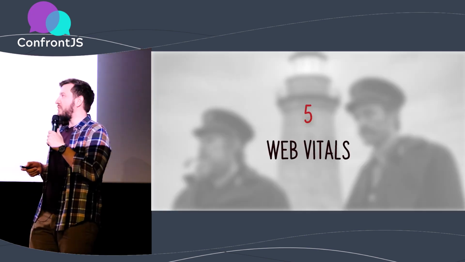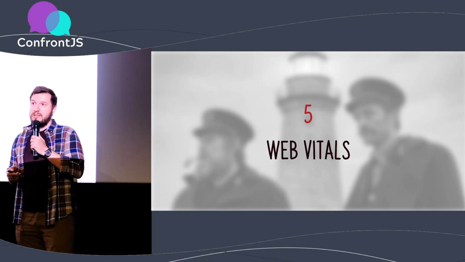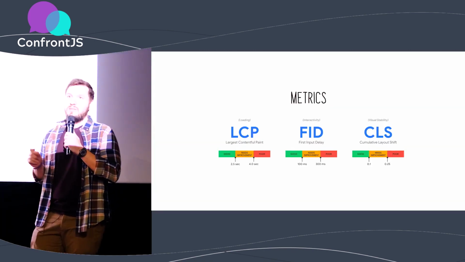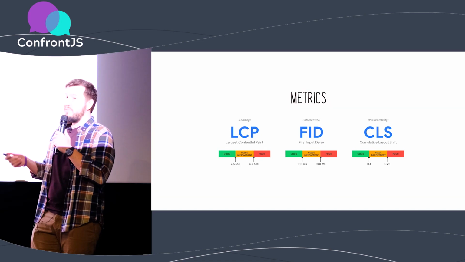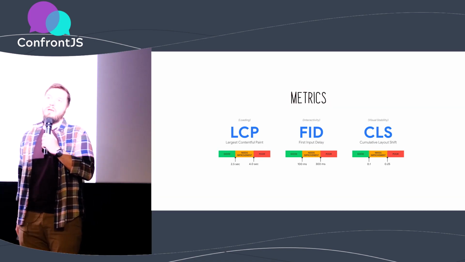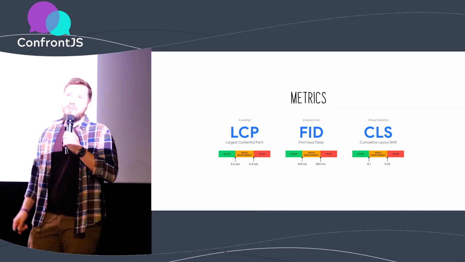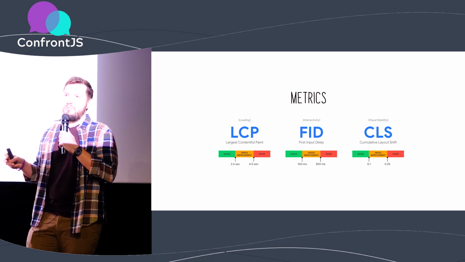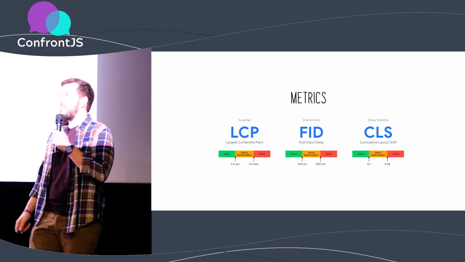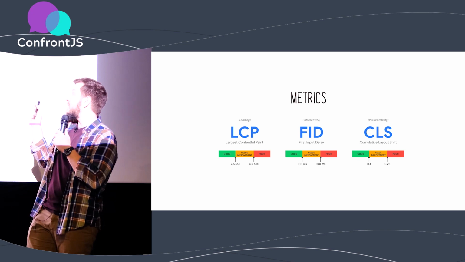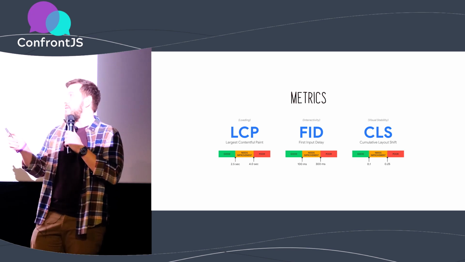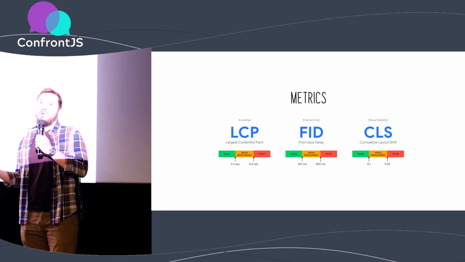So yeah, number 5 is Web Vitals. It's not a new thing, but still, it's a new metric system from Google, and of course, many people follow it. So it's 3 new, again, not new, but fresh metrics. It's LCP, FID, and CLS. And again, why is it important?